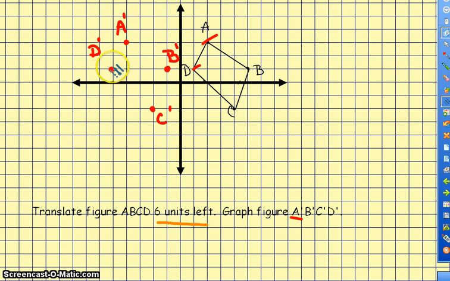I'm going to connect my new dots here. And this shape, when I connect the dots, should look exactly the same as the original shape. And in this case it does. The size did not change. Once again, I just moved it over, and in this case 6 units to the left. Okay, we're just moving it. You move each point separately.